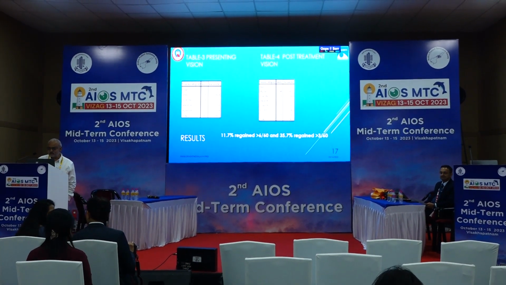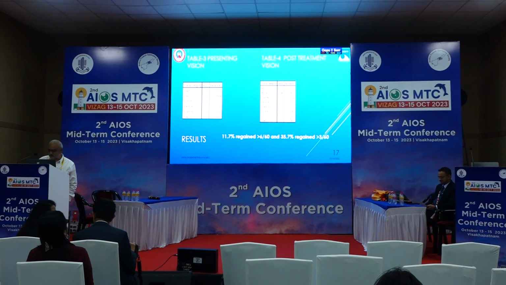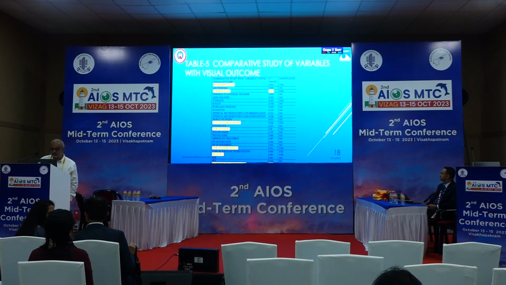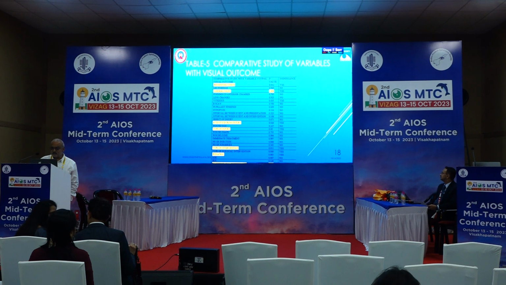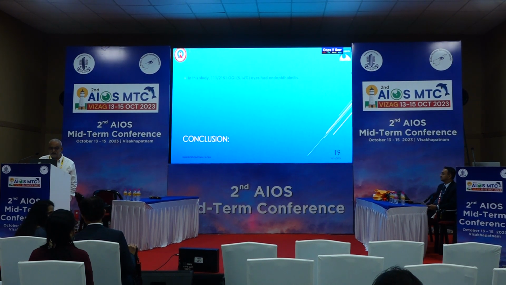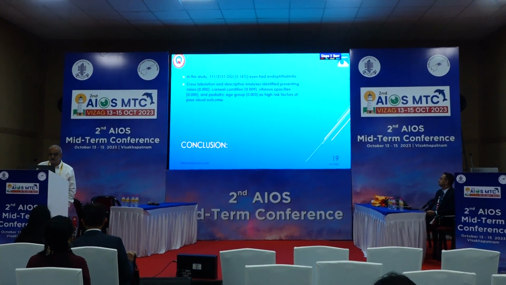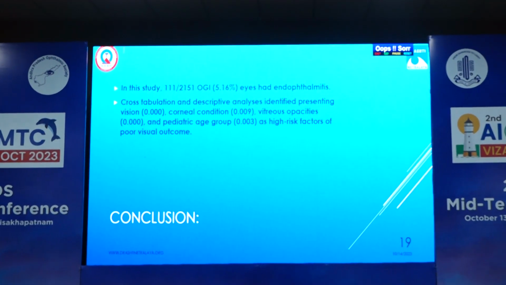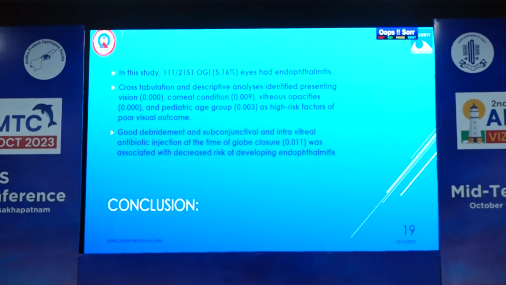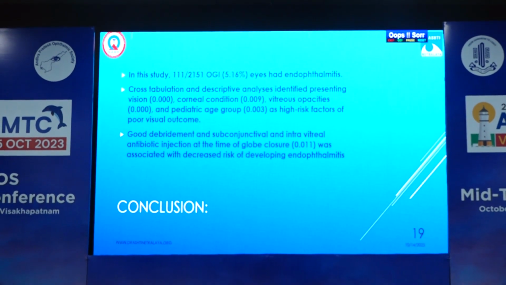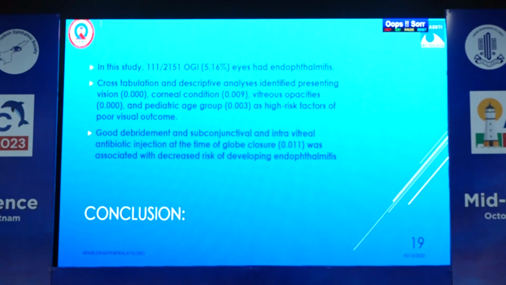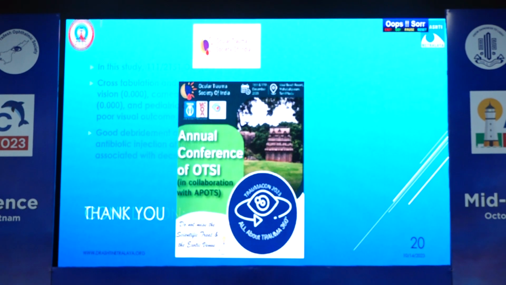11.7% regained more than 6/60 vision, and 35.7% regained 3/60. Corneal signs, activity during injury, globe rupture, type of intervention, and pediatric patients have a significant impact on the outcome. The incidence of endophthalmitis was 5.16%, and corneal condition was mainly responsible for non-improvement in vision. Good debridement, subconjunctival and intravitreal antibiotic injection may delay or prevent endophthalmitis.